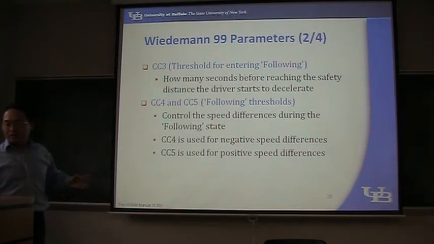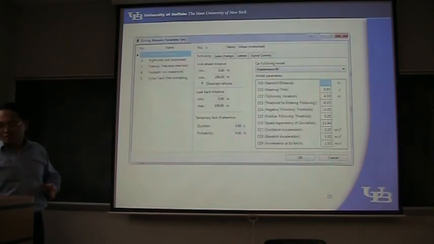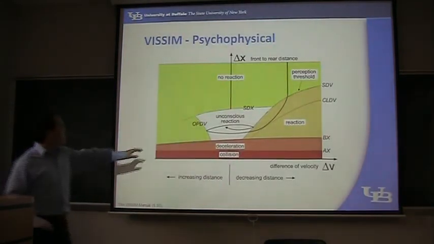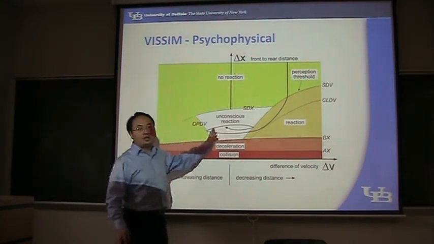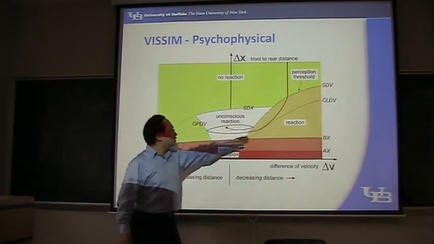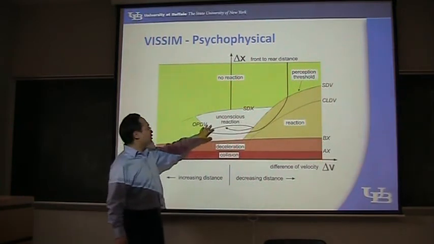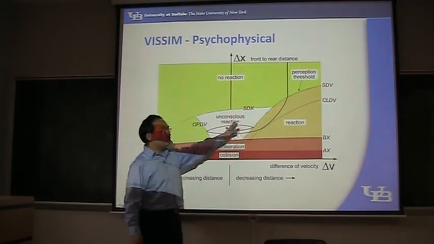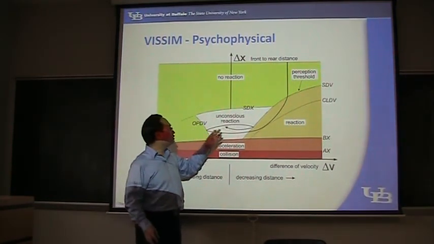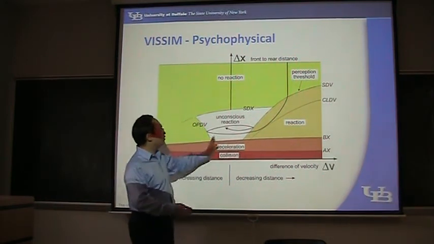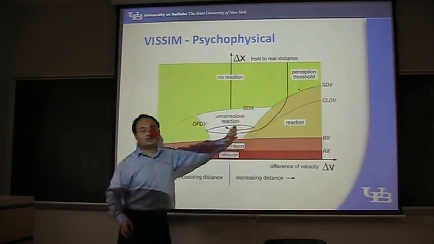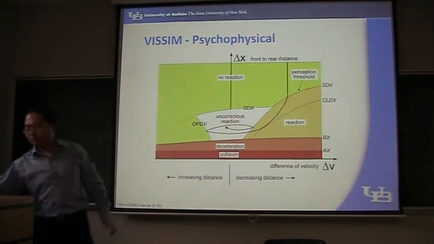And we have CC4 and CC5. That's to control the speed difference during the following state. This is the following state, in which the speed oscillates. This is approaching, this is following. So CC4 and CC5 are complementary. Those 2 parameters are used for defining these 2 borders.